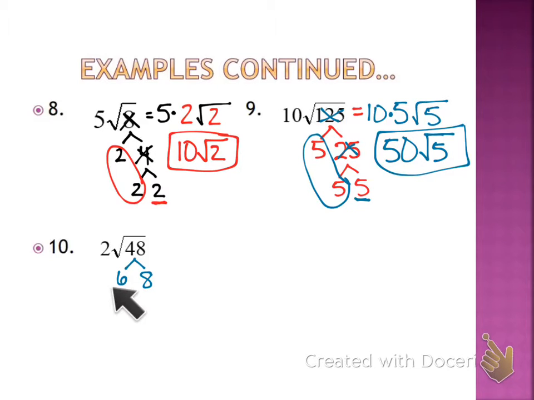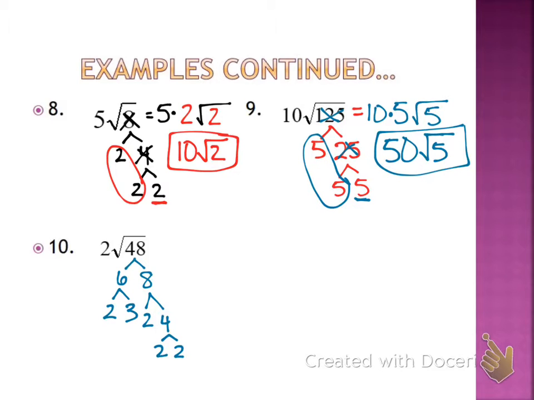Can I break down 6? What does it break into? 3 and 2. 2 and 3, whichever way you want to write it. What about 8? 2 and 4. Which of these numbers can still get broken down? The 4 breaks into 2 and 2.